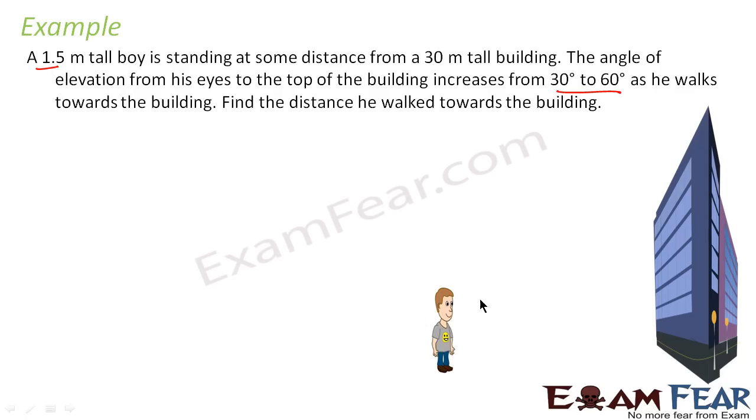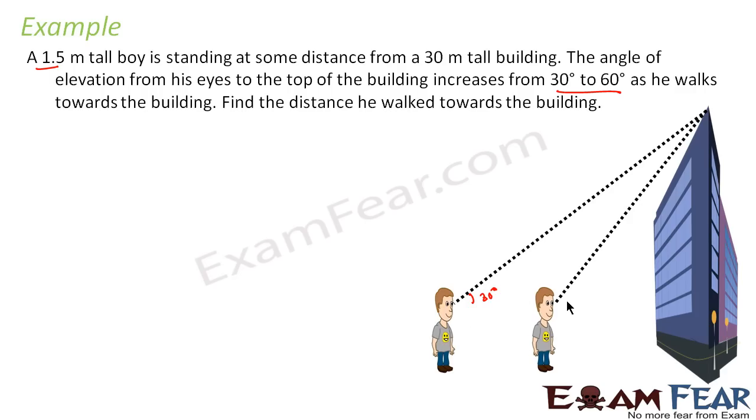Let's see this animation now. This angle of elevation from this guy to the top of the building is 30 degree now. Now he walks from here to this point, and now the angle of elevation is 60 degree. We have to find the distance traveled. This distance we have to find. So let's draw a triangle on this. Let's draw this line, this line, this line. So we have got this triangle now.